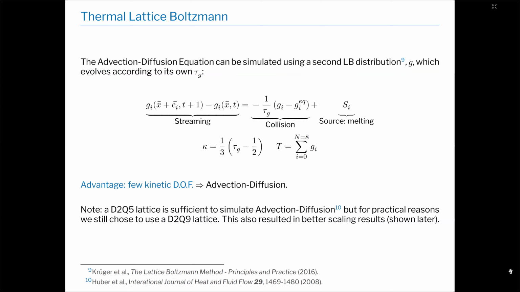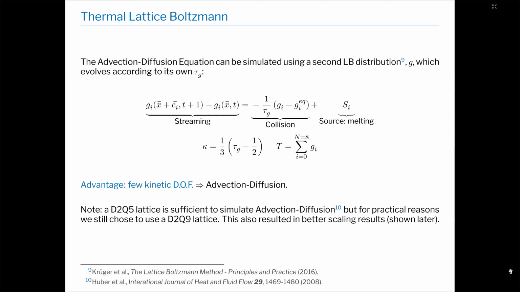So the new thing is that this can also be used to solve the advection diffusion equation, and we do that by using a second lattice-Boltzmann distribution, which I called G. And it has its own relaxation time tau g. We can see that the lattice-Boltzmann equation is practically the same. The only difference is in tau g, and in the source term that here implements the melting instead of the force. From the tau g we can recover the thermal diffusivity, and from the 0th moment in velocity space we can recover the temperature field. So again, with very few kinetic degrees of freedom, we have the advection diffusion equation.